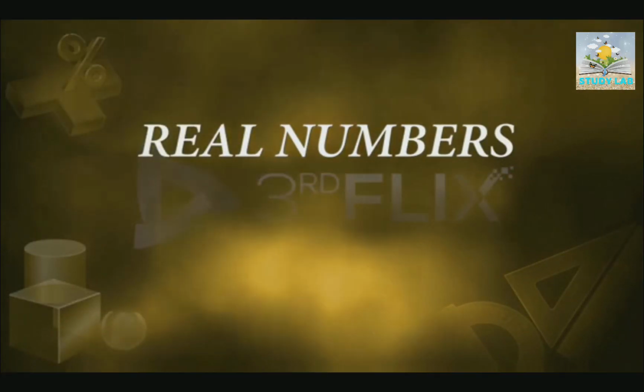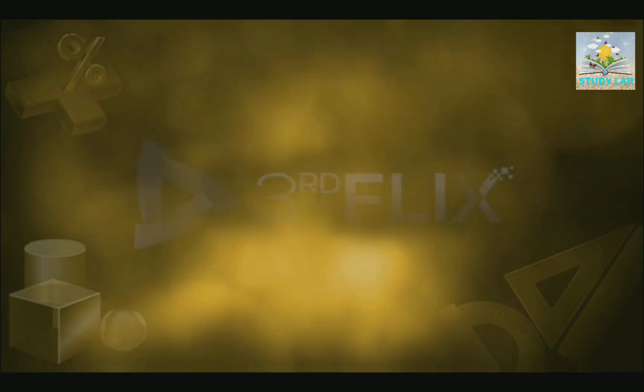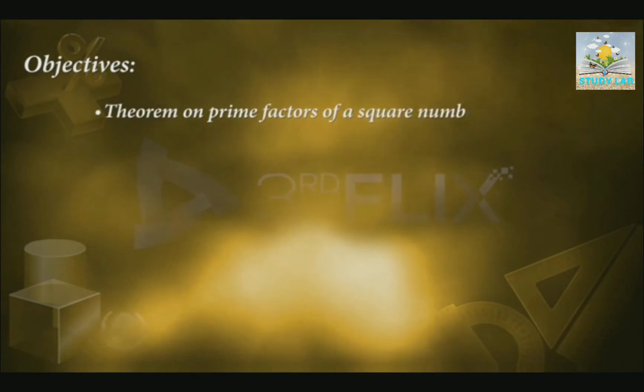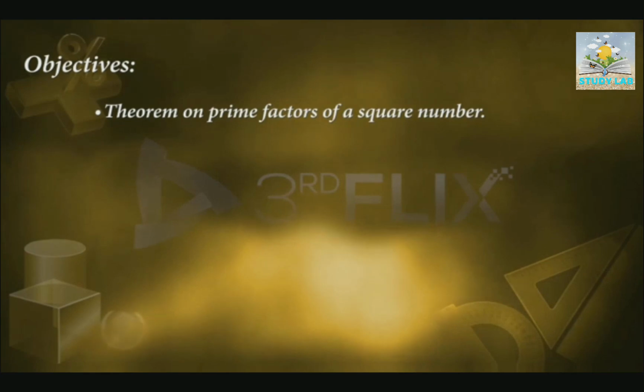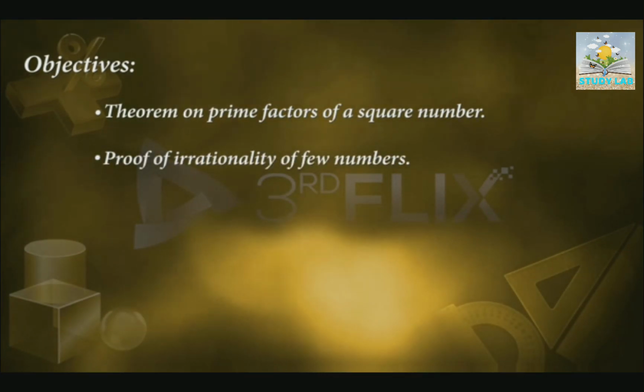Real numbers. Proof of irrationality of few numbers. Objectives. Theorem on prime factors of a square number. Proof of irrationality of few numbers.